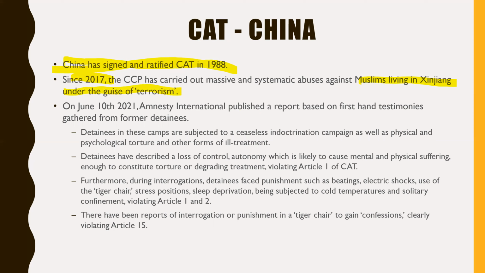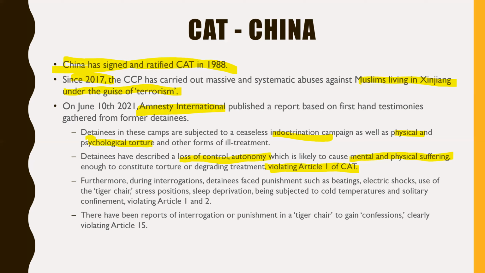Currently there are close to 1 million people, or maybe over 1 million people, being held in these re-education camps. This year, in June 2021, Amnesty International published a report based on the firsthand testimonies of these former detainees. In this report, it said that these people were being indoctrinated and were suffering from physical and psychological torture. They had loss of control and autonomy, which was likely to cause mental and physical suffering, which was all enough to constitute violating Article 1 of the Convention Against Torture. Based on these findings, they have violated the definition of torture because they are conducting torture.